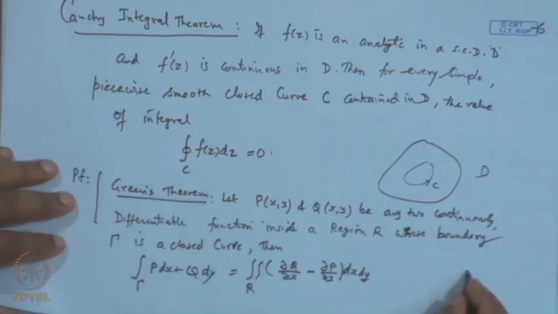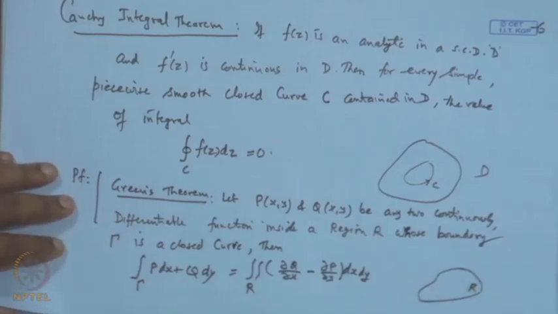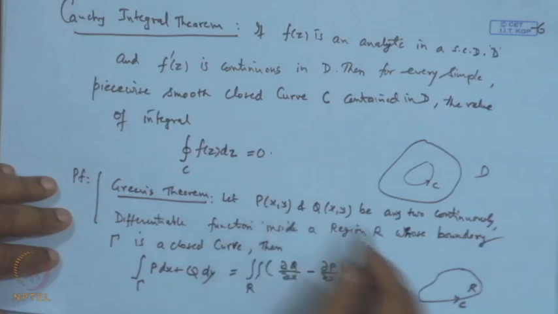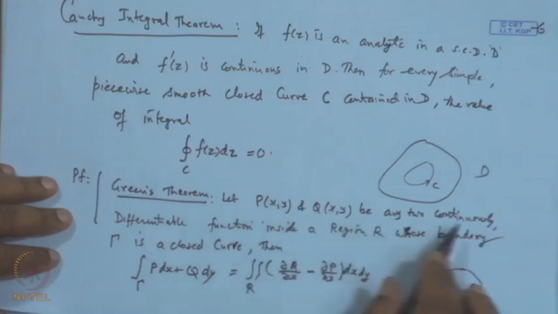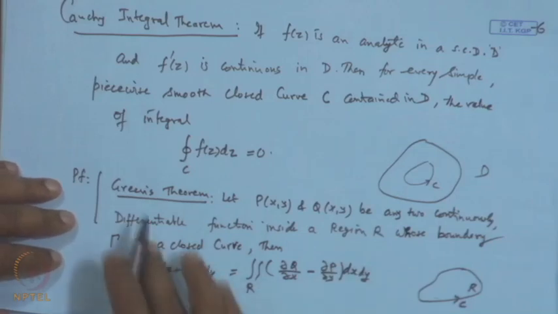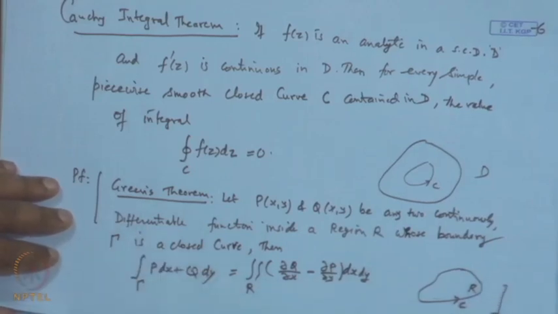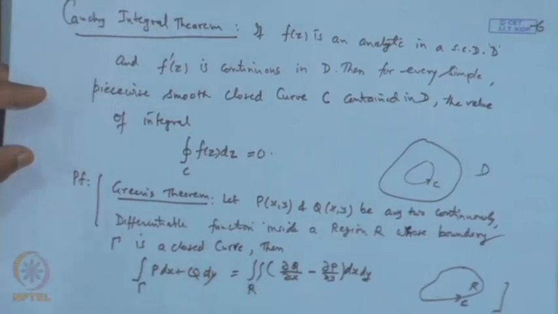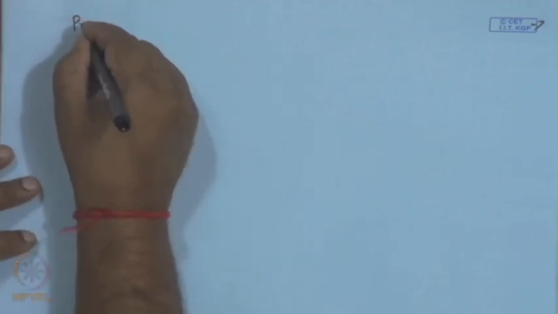So, this is our region R, the boundary is this, C is a closed contour covering R. Functions P and Q both are continuous and possess continuous partial derivatives at each point on this domain, then the line integral can be transformed into a double integral with the help of Green's theorem. So, we will make use of this result in proving our Cauchy theorem. Let us see the proof of the Cauchy theorem.